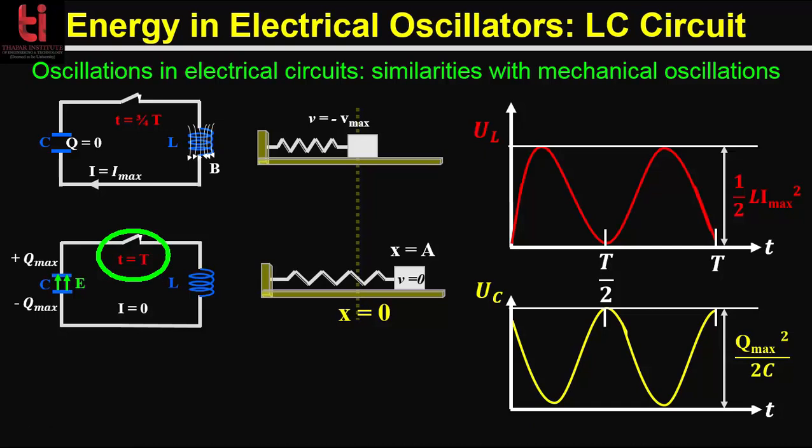So now at t is equal to T, that is when you complete a cycle, when the magnetic field is completely dissipated, the current will stop and the charge will again be stored in the capacitor with the opposite polarity as before. And this is actually equivalent to the expanded spring mass system where v is equal to 0 and again the energy is all potential.